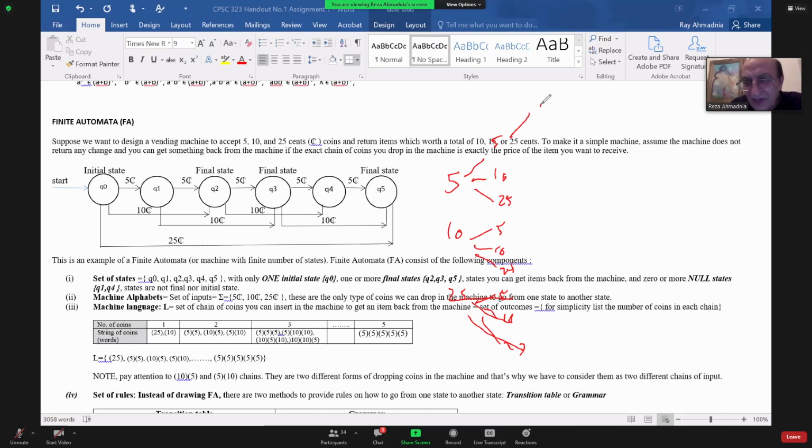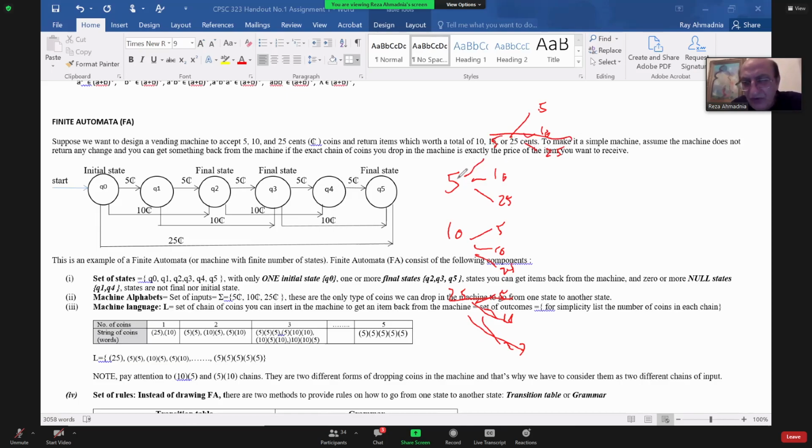Okay, after this one here, 5, 10, and then what? 25 here. So one of the sequences of coins of length 3 is 5, 5, 5. We get to the destination here. 5, 5, 10 is 5, 5, 10. Good. 5, 5, and then 10 brings you to here. So this is not good.